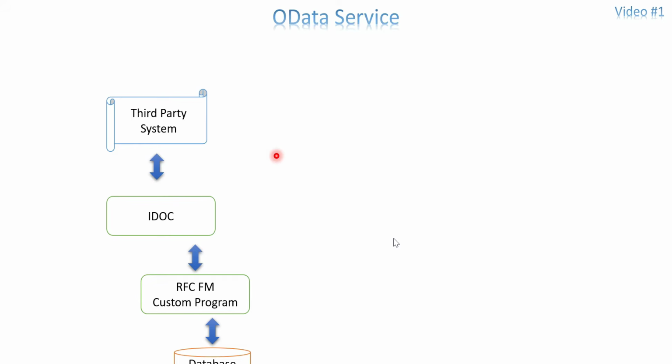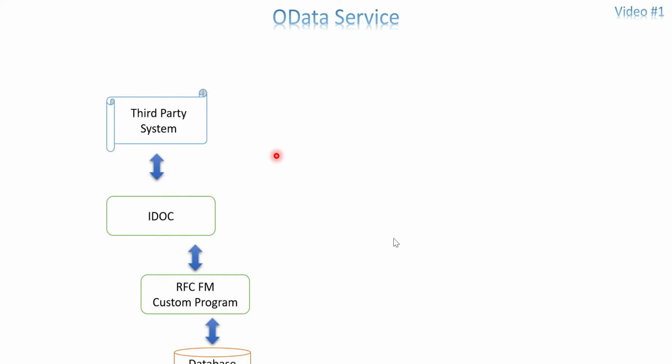A CDS view also works in the same manner: it combines data from different views or database tables and provides the data to a UI application, but the consumption is different between a view and a CDS view. In the same way, for OData service, we have a concept called IDOC in SAP.